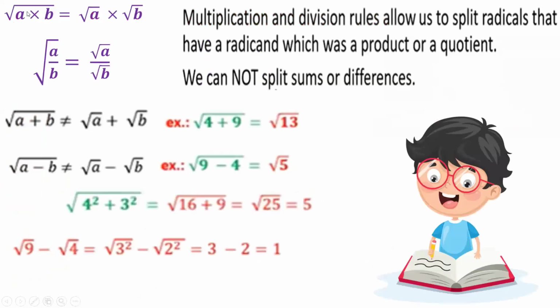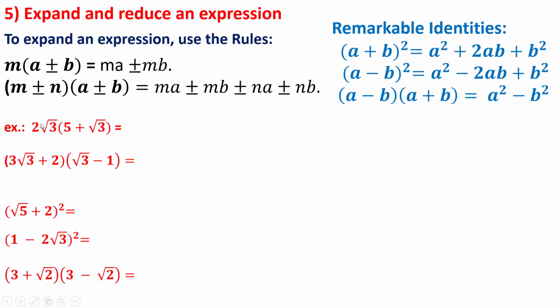Now, if we have radical a times b, we can split the radical. So we can write radical a times radical b. Also, we can do this in division. But this cannot be done in addition and subtraction. So inside the radical, if we have a plus or a minus, we do the calculation inside, but we cannot split the radical.